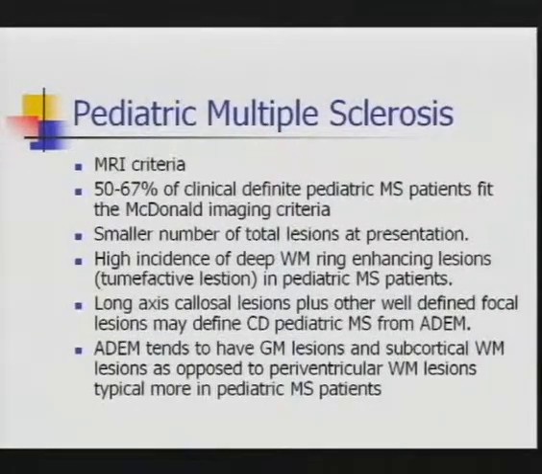Actually, MRI can be helpful in this situation. About 50 to 65% of the kids will actually have definite imaging criteria for MS. But kids tend to have a smaller number of total lesions on presentation, and they tend to have more of these ring-enhancing lesions at times. And the final point at the bottom, in ADEM you tend to have gray matter lesions and lesions in the basal ganglia versus the periventricular lesions that tend to be more typical of pediatric MS.